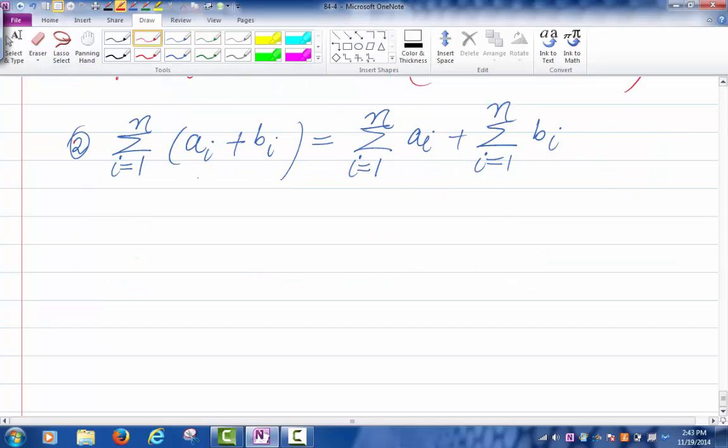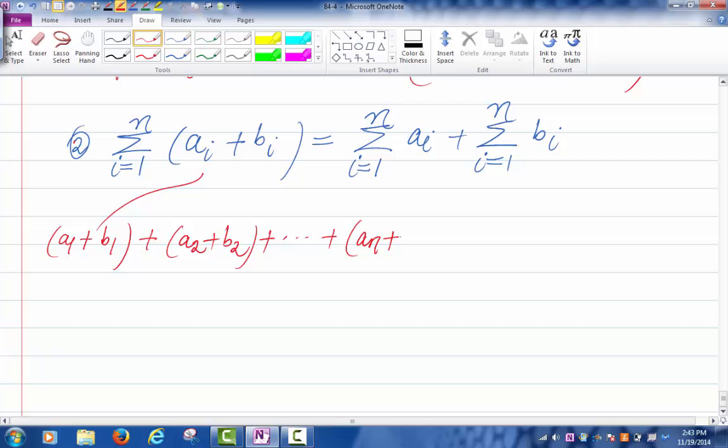What is the left-hand side? The left-hand side is basically a_1 plus b_1, right? That's the first summand on the left-hand side. What's the second summand on the left-hand side? a_2 plus b_2. And plus dot dot dot, the last summand is a_n plus b_n, right? You guys agree with that?